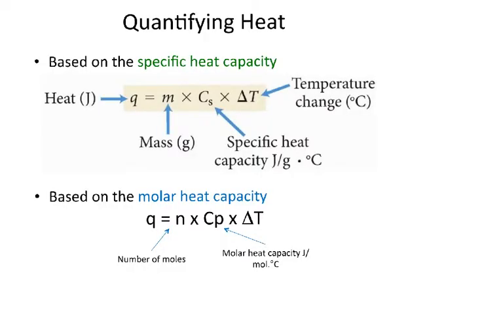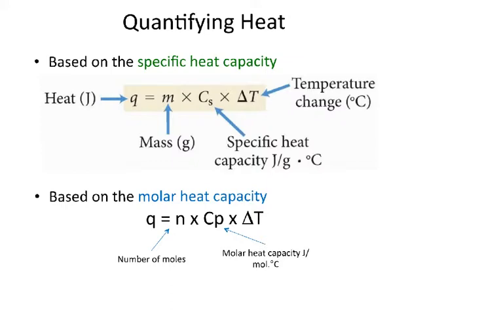So we also talked about in this chapter so far how to quantify heat. We talked about 2 different ways to quantify heat, which is Q. We talked about using the specific heat capacity, which uses the mass of a particular substance, and the formula for that is Q, which is in joules, equal to mass, in grams, times the specific heat capacity, which is joules per gram times Kelvin, times the change in temperature, so T final minus T initial.